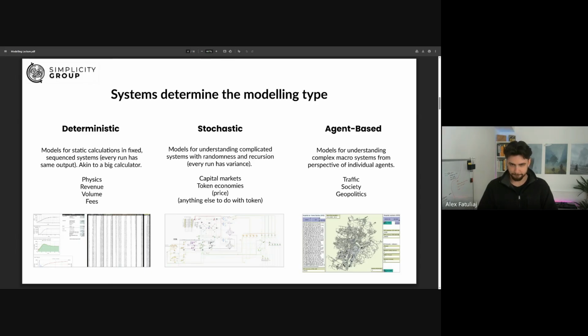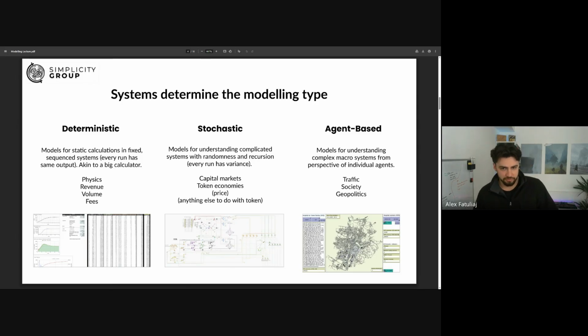The system that you're trying to model, or rather the system that the outputs you're trying to model live in, determines the type of modeling that you need to use. There are 3 main types of modeling. Deterministic is for static calculations, fixed sequence systems, where every run has the exact same output, no matter how many times you run it. This is used for physics. It's used for things like projecting your revenue and calculating volume and fees, because you have fixed inputs and therefore fixed outputs.